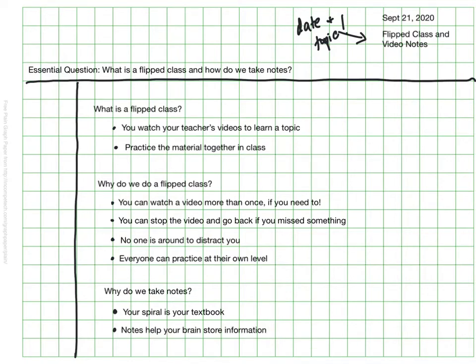Another reason is when you're just listening to something, sometimes you don't process it all the way. Writing it down helps your brain store the information. You're more likely to remember it if you've gone through the process of writing it down while you're listening.